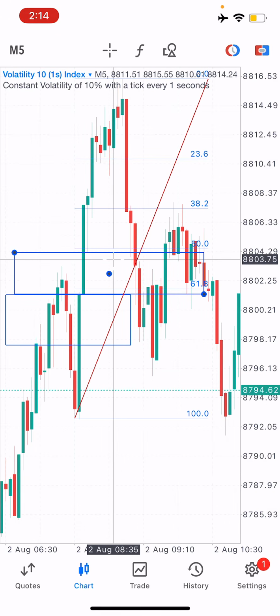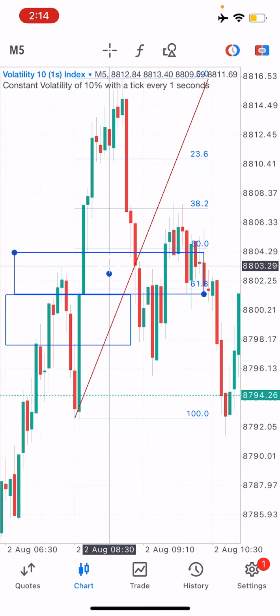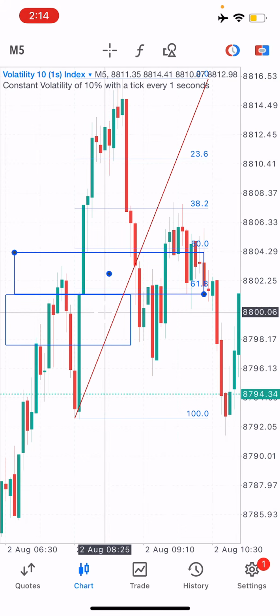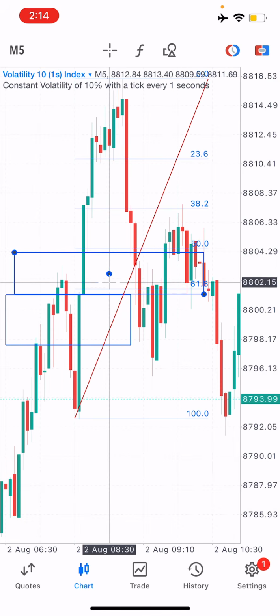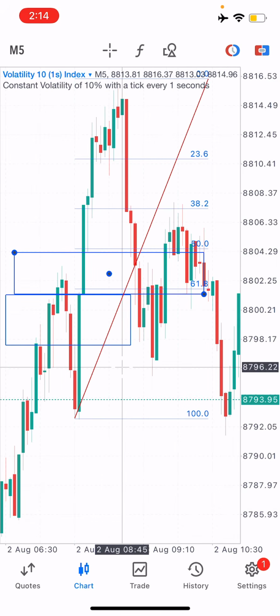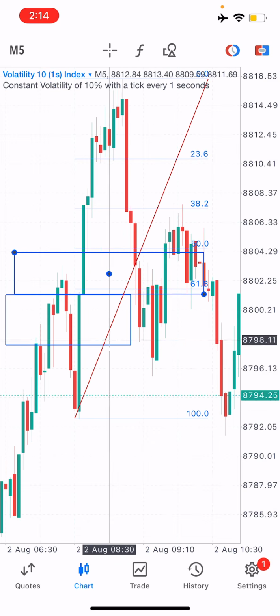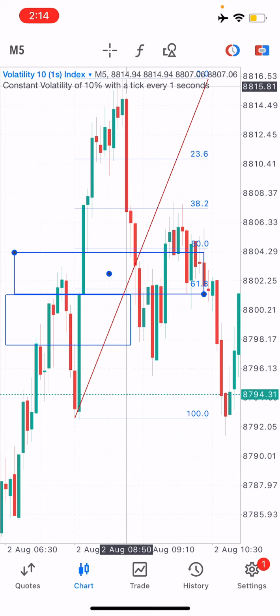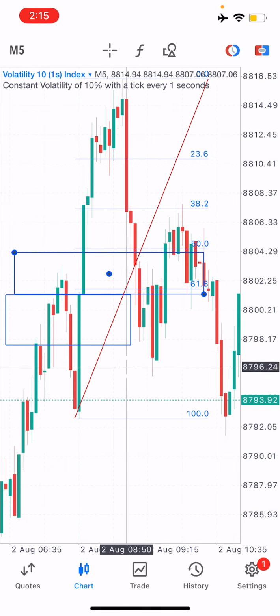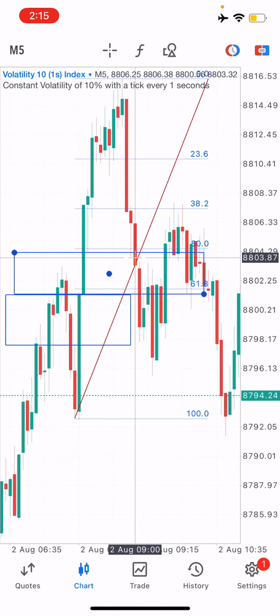As you guys can see, we have two fair value gaps here. The first one up here, and then the second one down here, right? So then what are you going to do in this case? You bring out your Fibonacci tool from this last low to the high. That is where you put your Fibonacci tool, right? So the moment you put it like that, then you notice where the fair value gaps are.